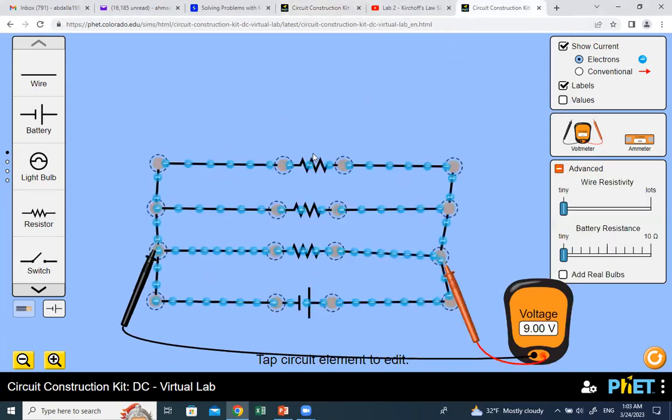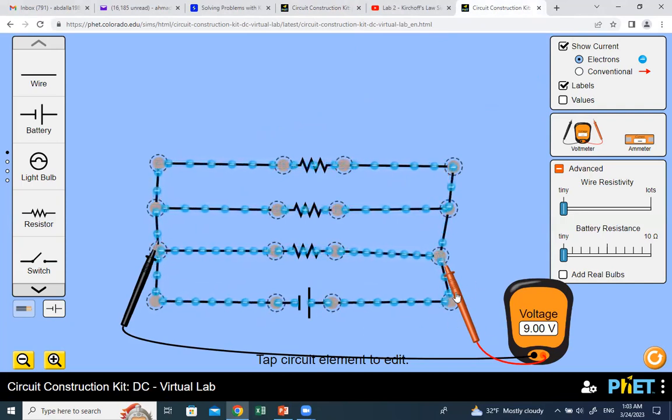If we go to the other circuit, this is a parallel circuit consisting of 3 resistors, which are not equal. We can see that the current here is different from the current here and different from the current here, because the current divides among the branches, but the voltage is the same. So we measure the voltage in this loop.